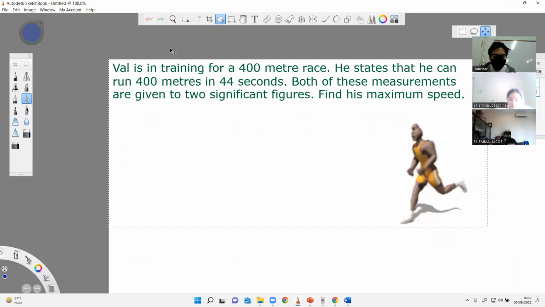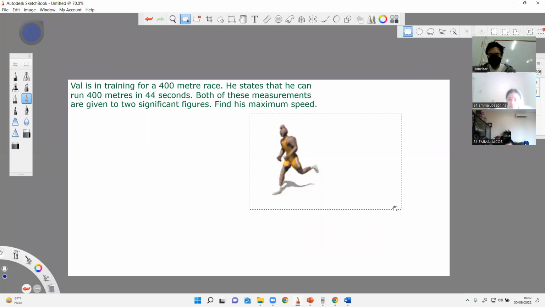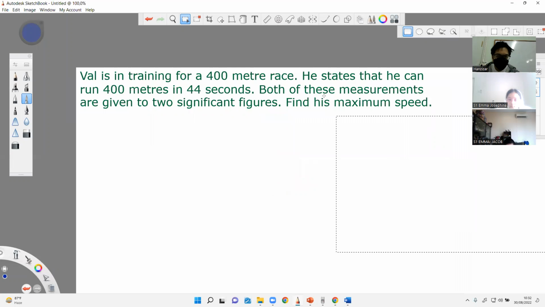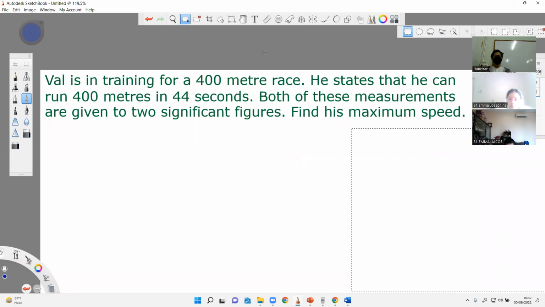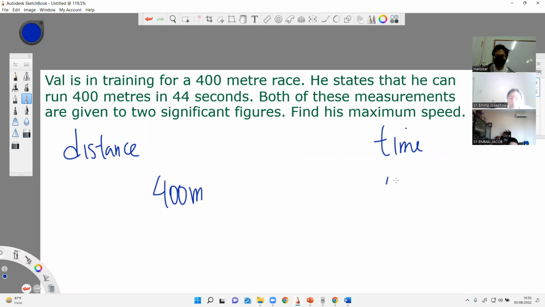Okay, guys, be careful about this. Important. Okay, so 400-meter race. The distance is 400 meters, and the time is 44 seconds. I'll write it better, and I will put the distance a bit on the right side.